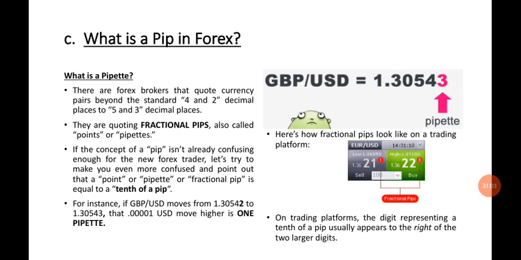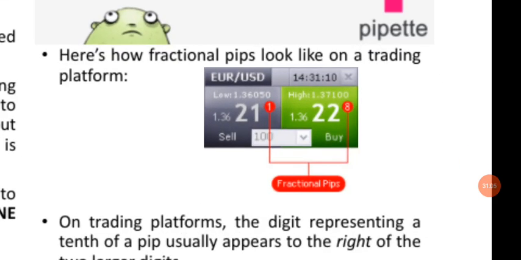So here's how fractional pips look on a trading platform. You can see that it's a floating one, or it has a different hue, or you see it truncated. They will signify it for you, depending on your broker. But this is how it looks to you. As you can see, we have a Euro US dollar currency pair with a bid price of 1.36211 and an ask price of 1.36228. You can see your fractional pipette there.